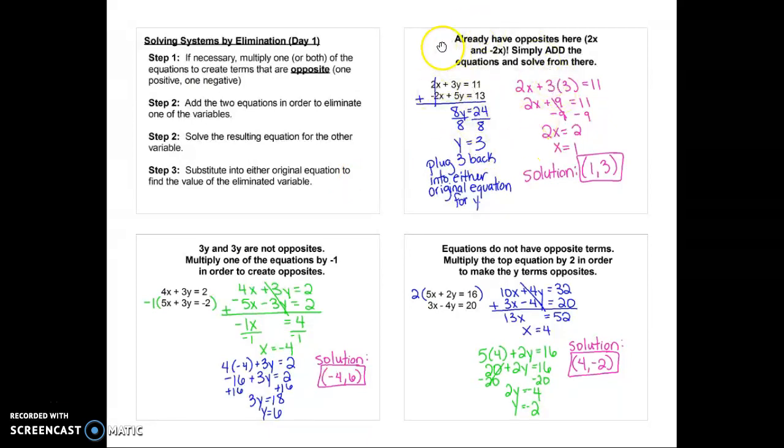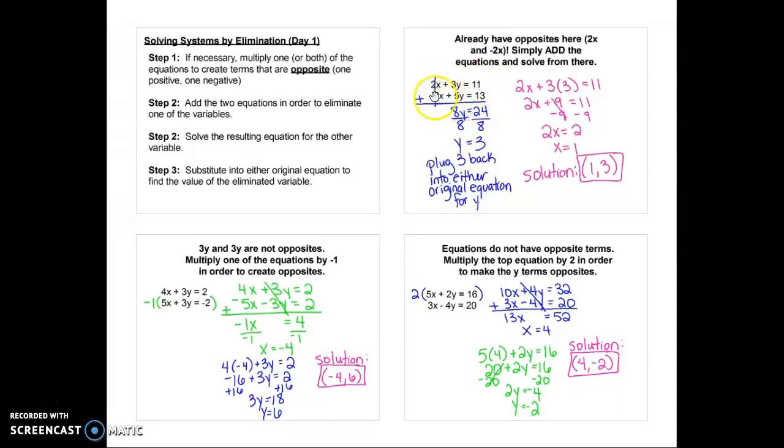So first example. This example is going to be where step number 1 is already done for you, okay? Where you already have terms that are opposite of each other. So like I said, sometimes that will happen. There are other times where you have to do a little bit of extra work. In this example, that first step is already done for you. So the original equations were 2x plus 3y equals 11. Your other equation was a negative 2x plus 5y equals 13. So remember, systems of equations is just 2 equations that we're going to solve together.